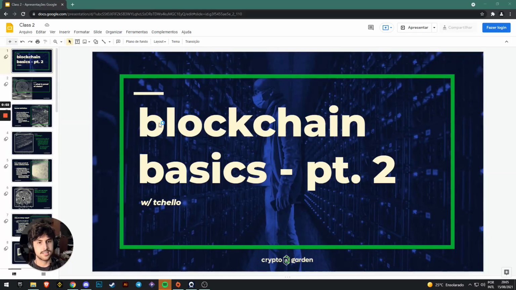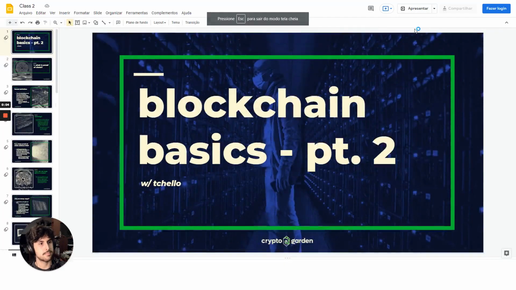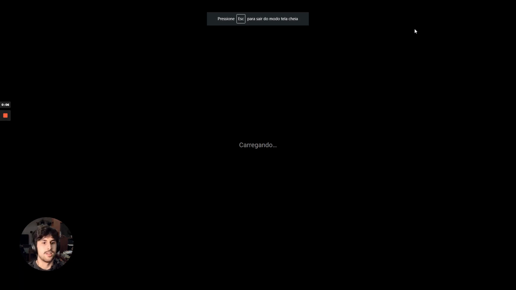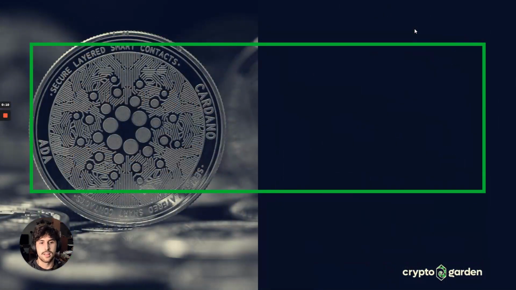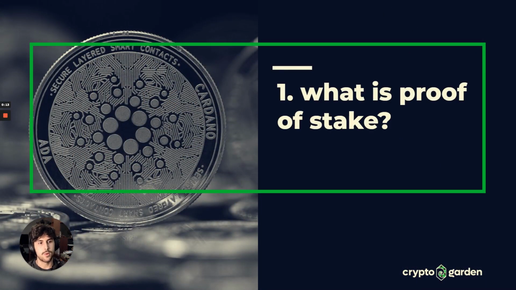Let's start the blockchain basics course. So today, what are we going to discuss? Well, let's first start with what is proof of stake.